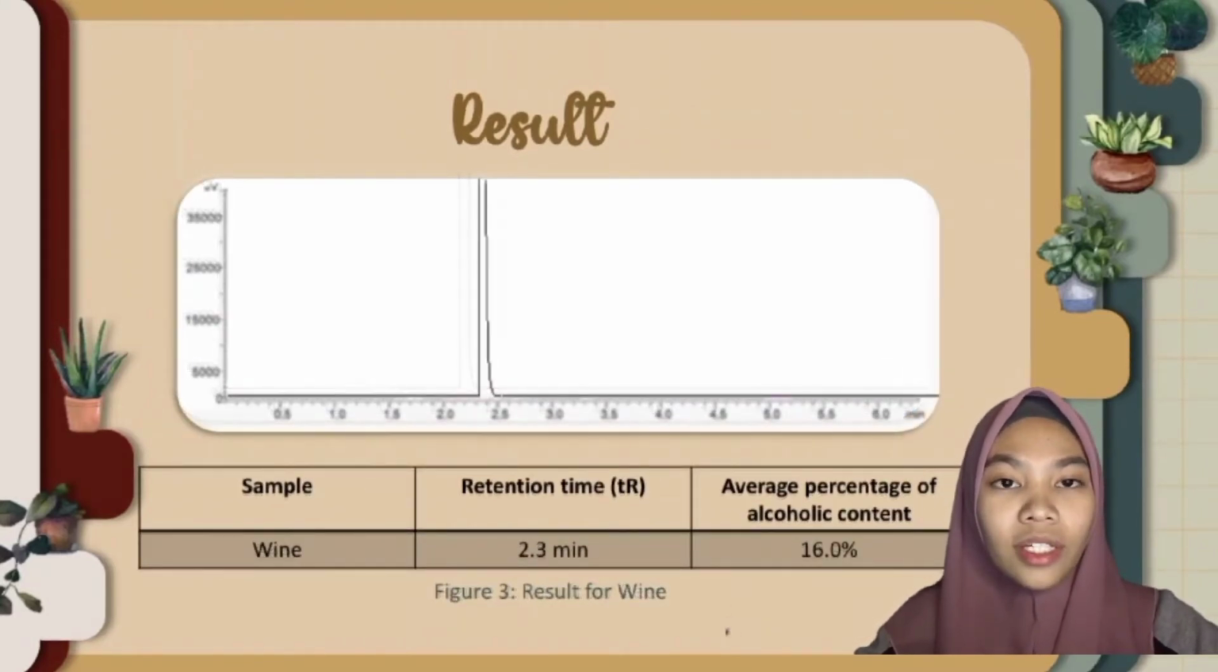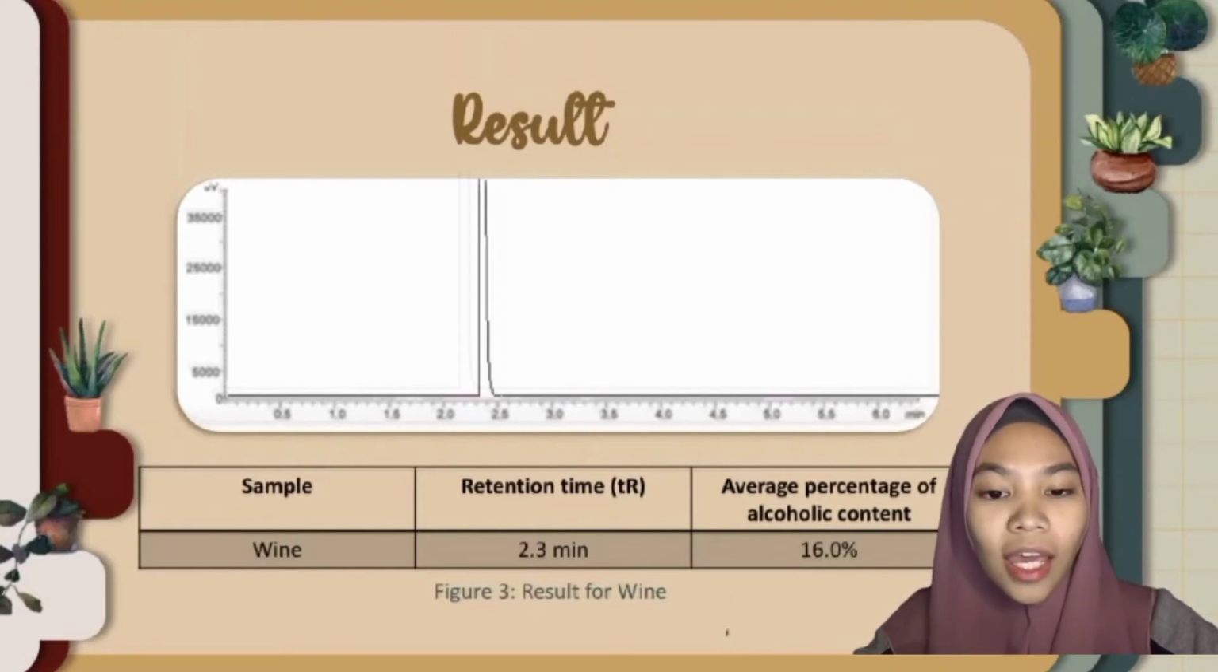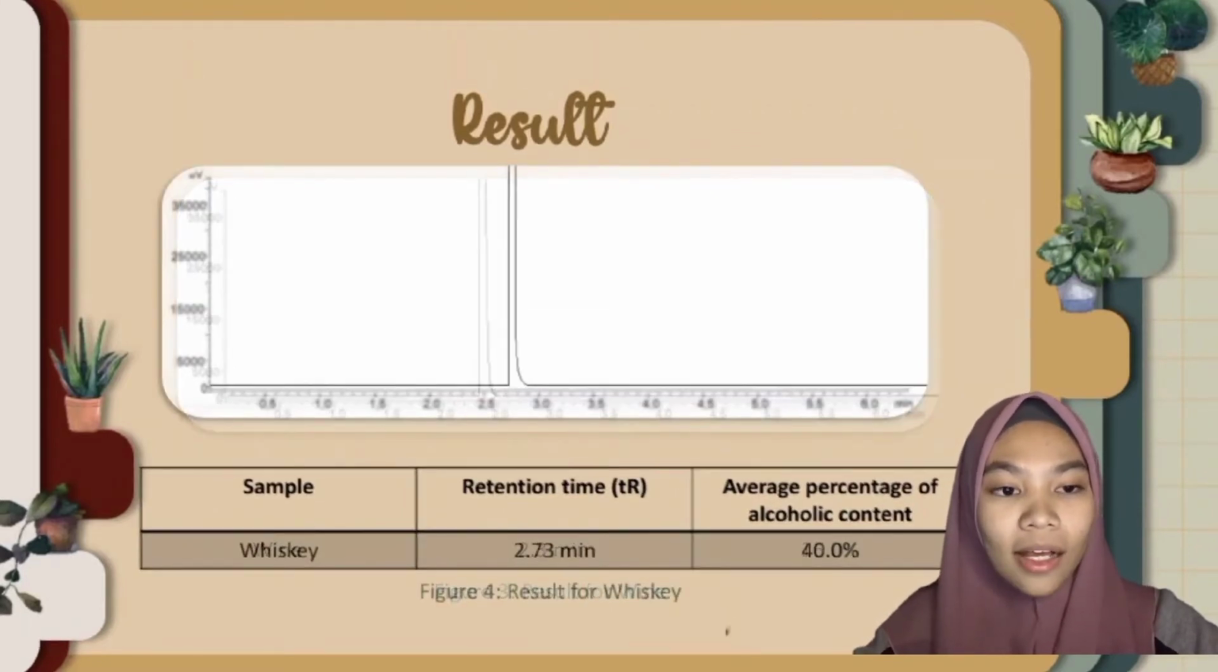Next is figure 3, the result for wine. The graph shows the retention time taken for wine is 2.3 minutes, and the table shows the average percentage of alcoholic content for wine is 16%. Lastly, figure 4 shows the result for whiskey. The graph shows the retention time taken for whiskey is 2.73 minutes, and the table shows the average percentage of alcoholic content for whiskey is 40%.